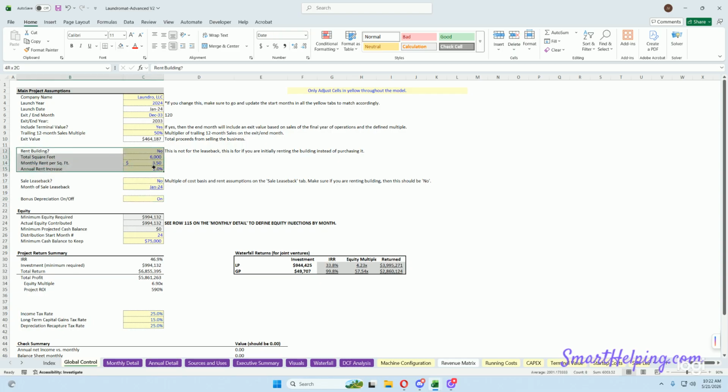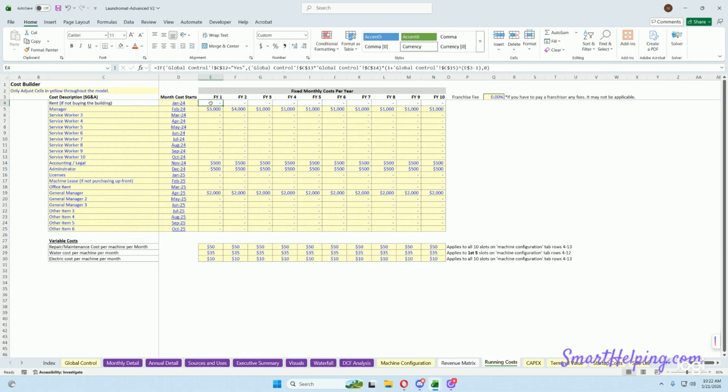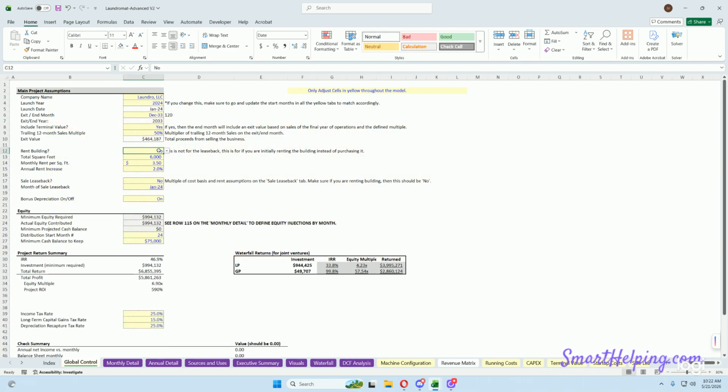I did add a little thing here for renting. This has nothing to do with sale leaseback. This is if you're gonna rent your building or not. Instead of just having it manually calculate rent here, you can actually configure it just by flicking it yes or no, and then doing a rent per month per square foot and an escalator.